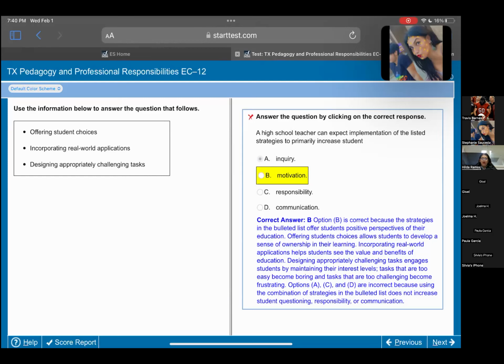This first one, offering student choices, should tell you what we are trying to get at when we're offering them choices. Motivation. Getting students motivated, getting them engaged is sometimes difficult. When you offer them choices, that gives them motivation. They can choose which topic they're going to research. They can choose which project they're going to illustrate, or whatever the choice is, but that gives them agency, ownership.